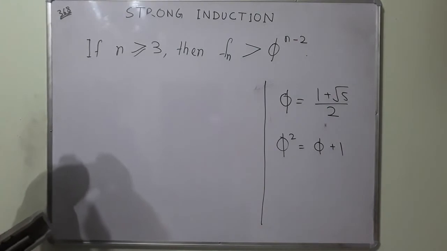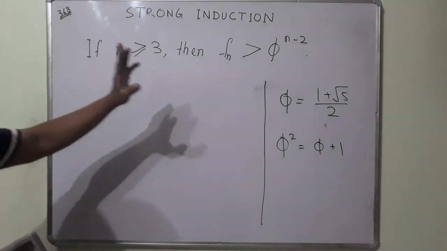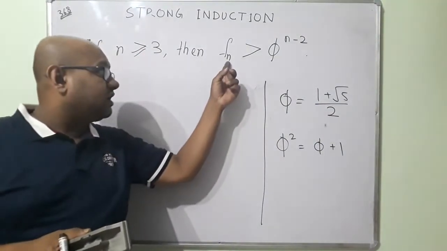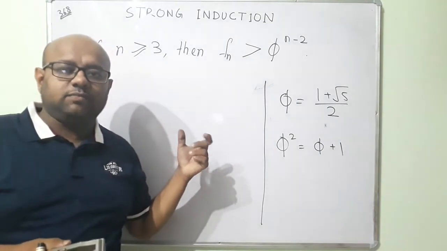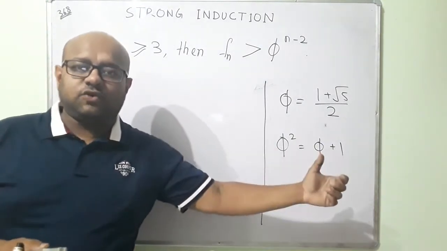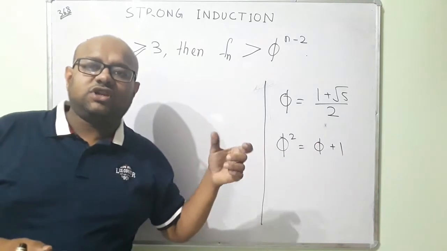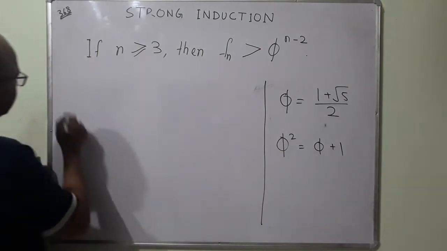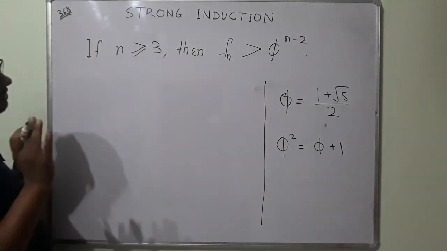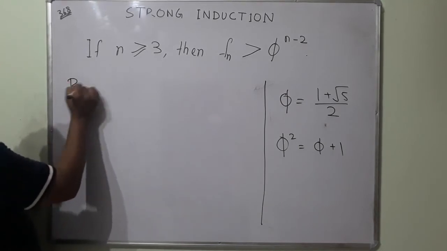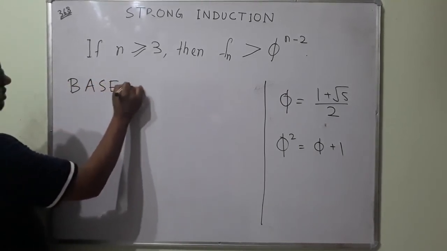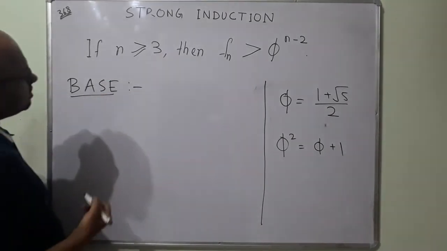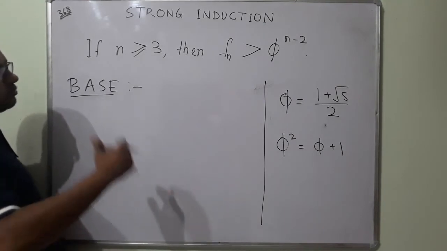So n is of course a number greater than or equal to 3, so this is an integer. There is the third Fibonacci number, the fourth Fibonacci number, the fifth Fibonacci number, there is no 3.5 Fibonacci number. This is an integer and this is greater than or equal to 3. We are going to prove this theorem using strong induction. So we are going to need some basis step. The minimum step that I can take is 3. We are talking about the third and more than third number.